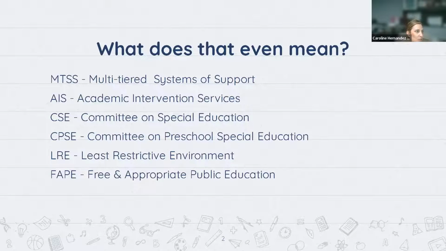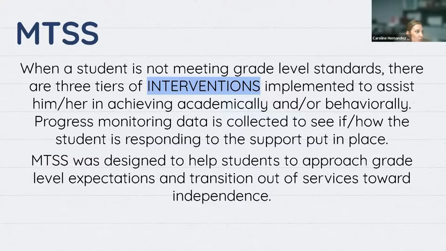So as we unpack a little bit about what MTSS means, first we're going to talk about how we identify that, right? When a student is not meeting grade level standards, and typically we have standardized assessments or benchmarks that would give us a clue that a student might be struggling, we would initiate 3 tiers of interventions in order to assist him or her to achieve academically or behaviorally.